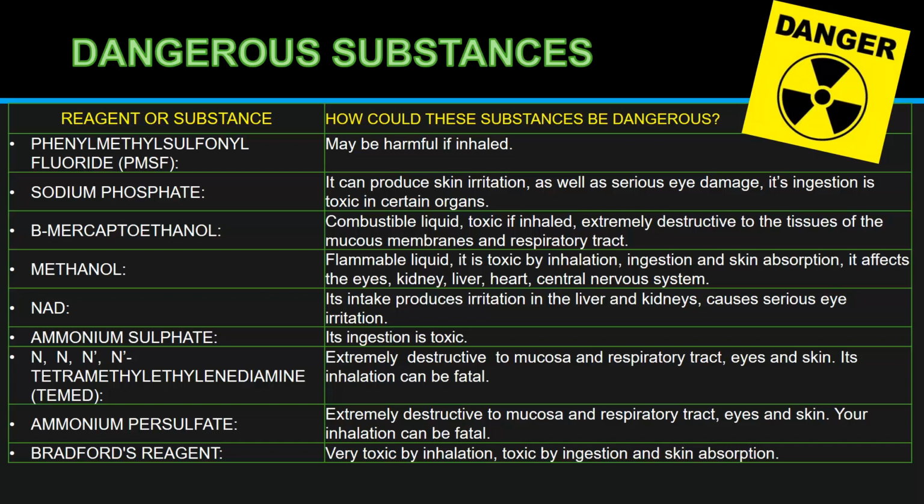Ammonium sulfate. Its ingestion is toxic. Tetramethylethylenediamine. Extremely destructive to mucosa and respiratory tract, eyes, and skin. Its inhalation can be fatal. Ammonium persulfate. Extremely destructive to mucosa and respiratory tract, eyes, and skin. Its inhalation can be fatal. Bradford's reagent. Very toxic by inhalation, toxic by ingestion or skin absorption.